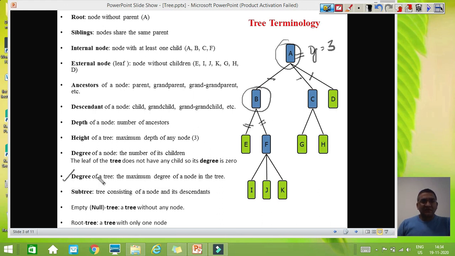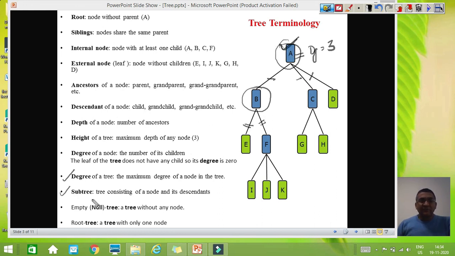Degree of the tree is again defined in terms of finding the degree of the node, the degree of the root. So if I say what is the height of the tree, you just check what is the height of the root. If I say what is the degree of the tree, then you will just check what is the degree of the root.